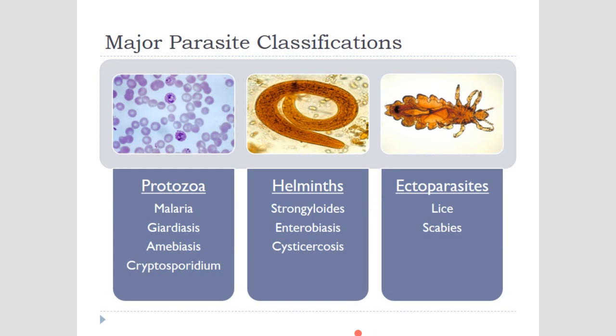Okay. Now, when we talk about parasite classifications, as I said earlier, just to give you an idea: protozoa, helminths, and ectoparasites. When we talk about protozoa, we talk about malaria, giardiasis, amoebiasis, and Cryptosporidium. These are not the only ones, but four classical diseases that we deal with.